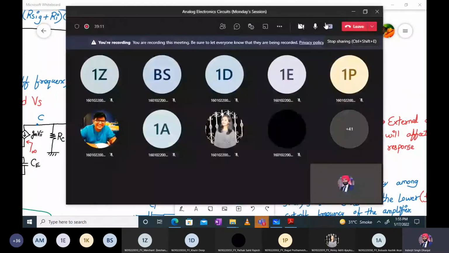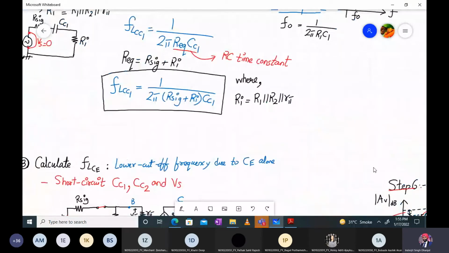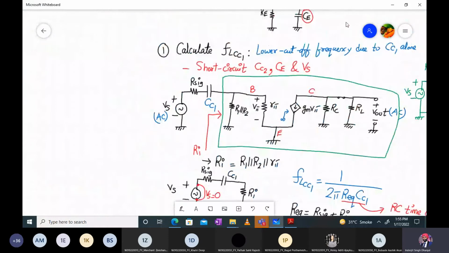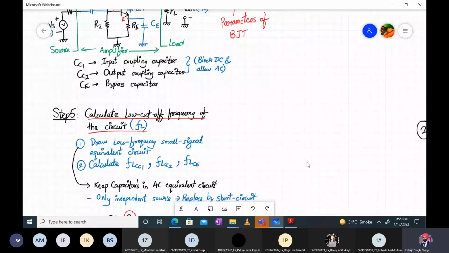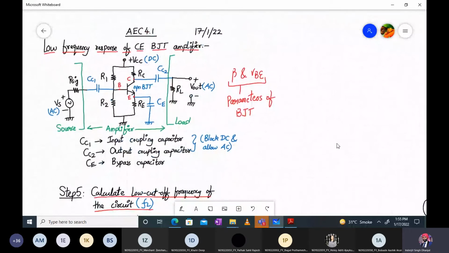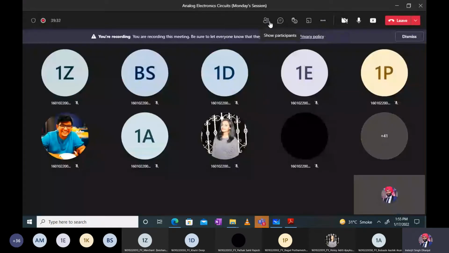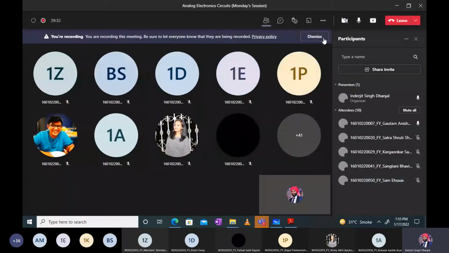Please mute your microphones, everyone. Okay, we will look into the numerical and we will try to attempt to solve it, right? Let's see. Everyone, please mute your microphones.